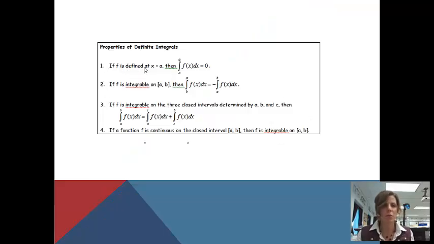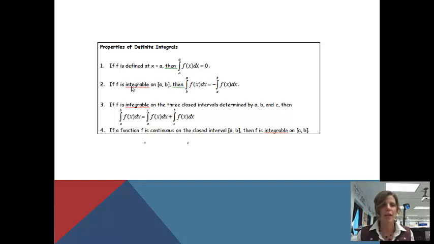The first one is just saying that as long as f is defined at x equals a, then the integral from a to a of a function is equal to 0. That basically is true because if you're going from a to a, you're really not moving, you're not covering any area at all, so of course the area under that curve would be 0.